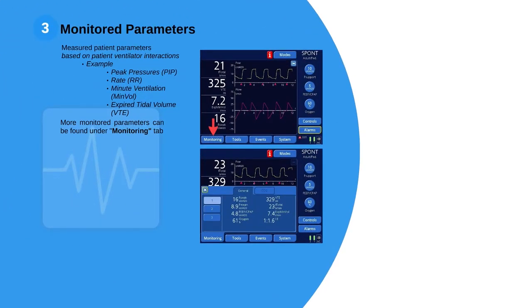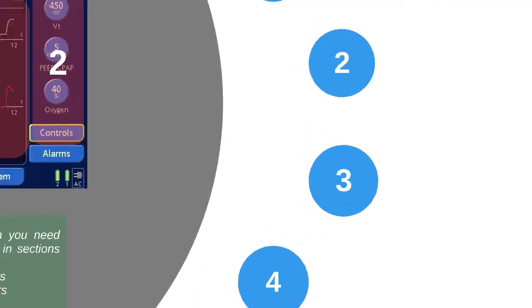Your monitor parameters are any information that you're getting from the patient. So peak pressures, respiratory rate, things along those lines. Keep in mind peak pressures, which is fairly important. We'll come back to that in the alarm section. If you want to see more monitored parameters, you hit the tab at the bottom left that says monitoring, and you can get information from there.